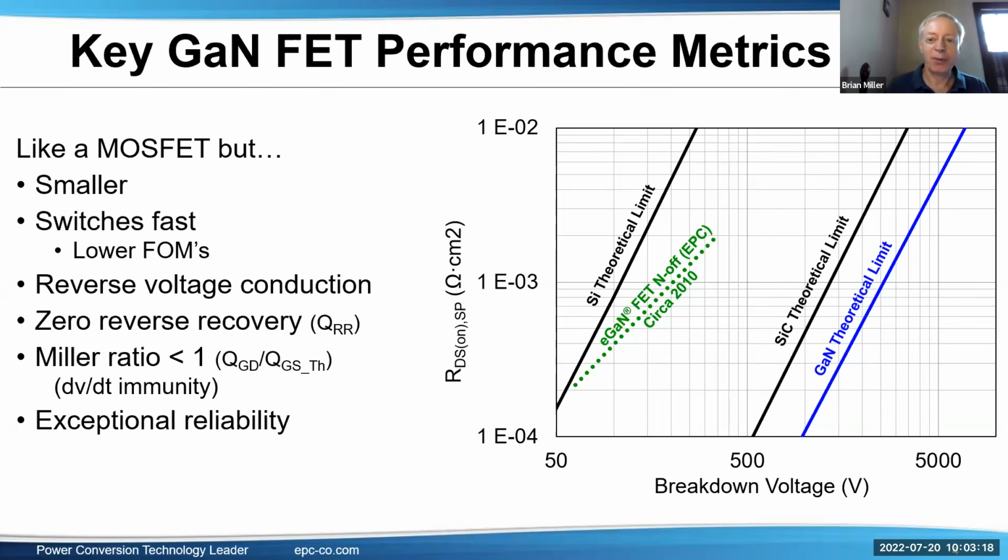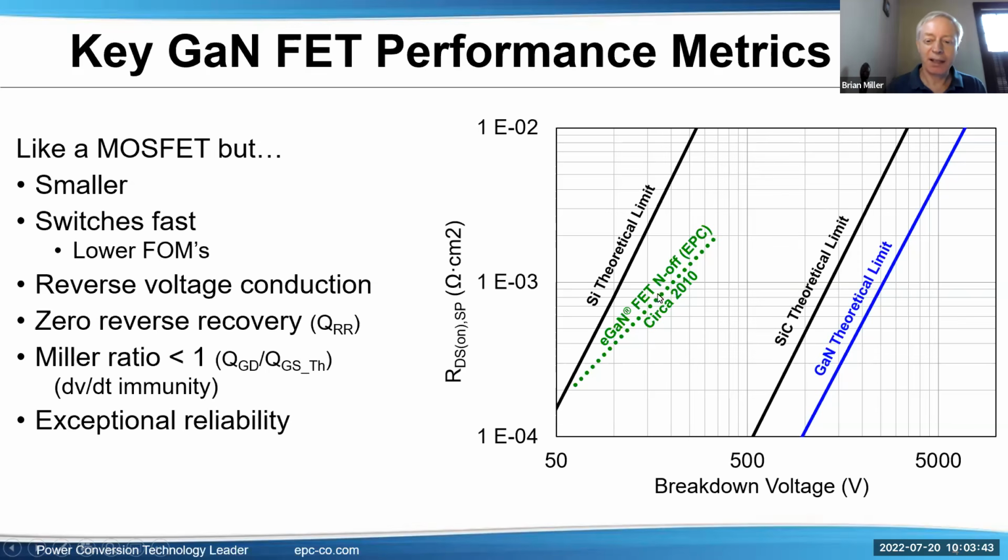Jump right into performance metrics. Over here we have the RDS-on. This is the measure of the size. You can see here the ideal size would be down the lower right-hand corner, a real high breakdown with very low resistance. So moving up, you see over here the silicon MOSFET theoretical limit is right here.